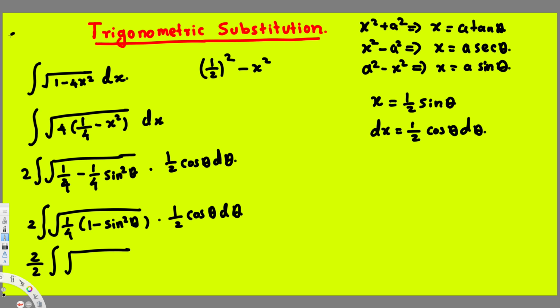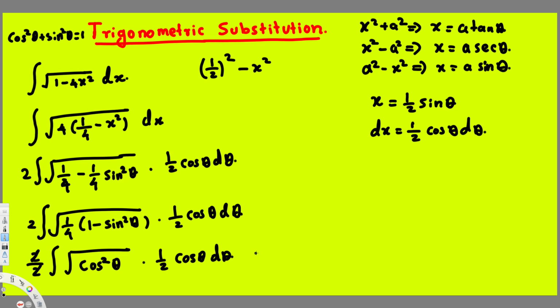And if you remember this formula, cos square theta plus sine square theta is equal to 1. You know that 1 minus sine square theta is going to be equal to cos square theta. So we can replace this 1 minus sine square theta with cos square theta. So we can get rid of the square root. Cos square theta, and then this 2 cancels, we are left with just 1. And we have half cos theta d theta.